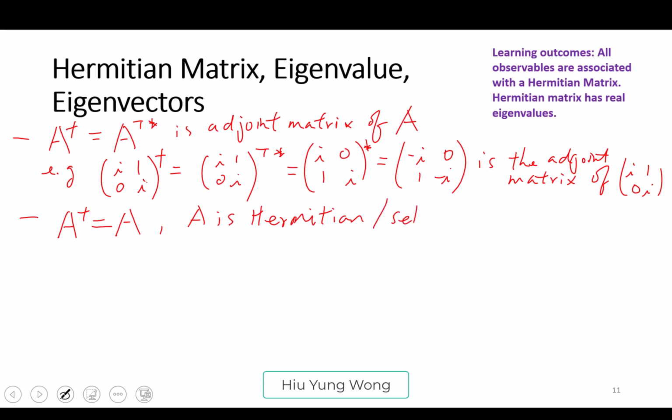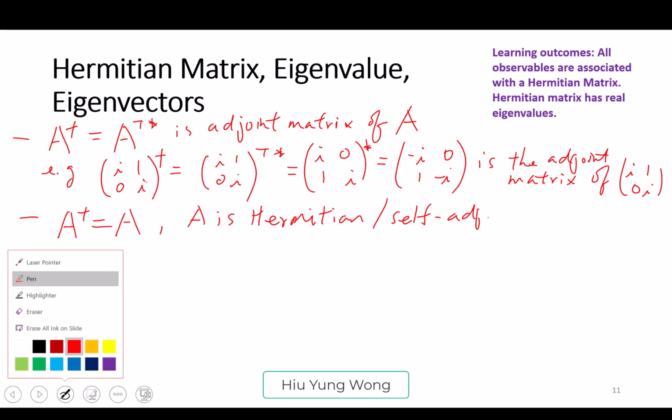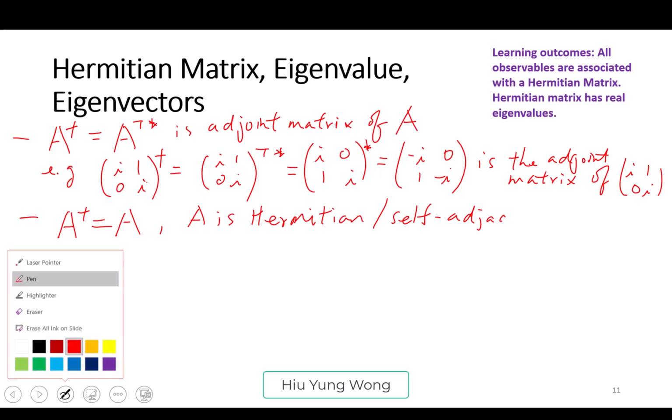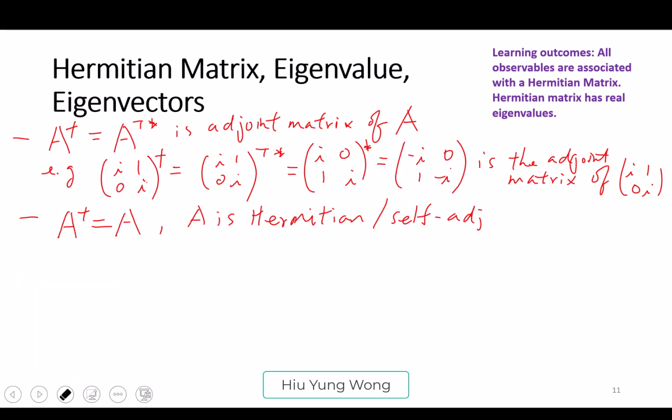This is a very important matrix in quantum mechanics. What we have just said is basically the definition of adjoint, and then if it equals itself, then it is a Hermitian or self-adjoint matrix, and so we have A dagger equal to A.